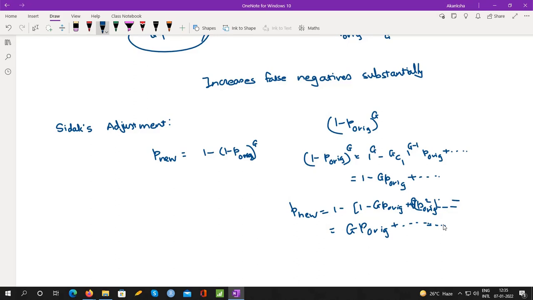There will be g into p orig, then the term will continue with minus g choose 2 p orig squared. But then the next term will be plus g choose 3, right? And then what if we just take the minus thing common, and conclude that it is just subtracted from the Bonferroni? Take minus thing common, fine.